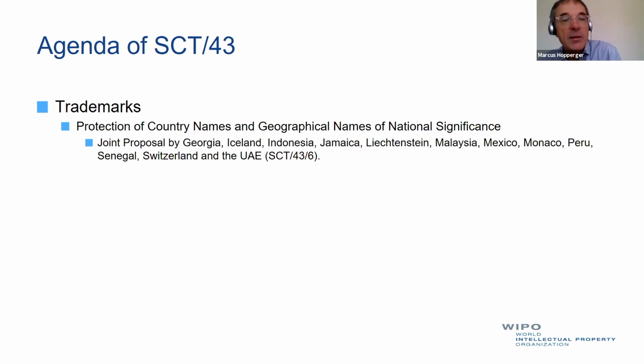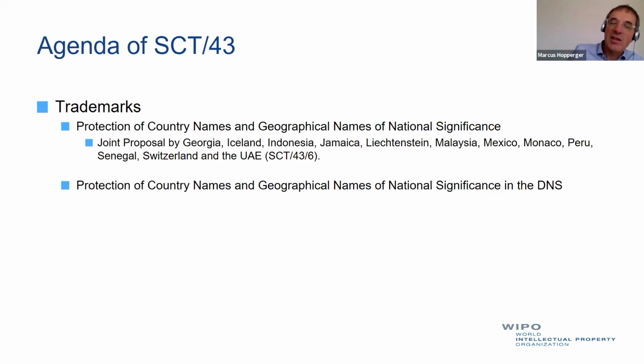It's all available online. And then there's a second layer, if you like, to this debate on protection of country names, and that is the protection of country names and names of a certain geographical significance, not against unauthorized registration of trademarks, but within the domain name system, in other words, as top-level domains or second-level domains.